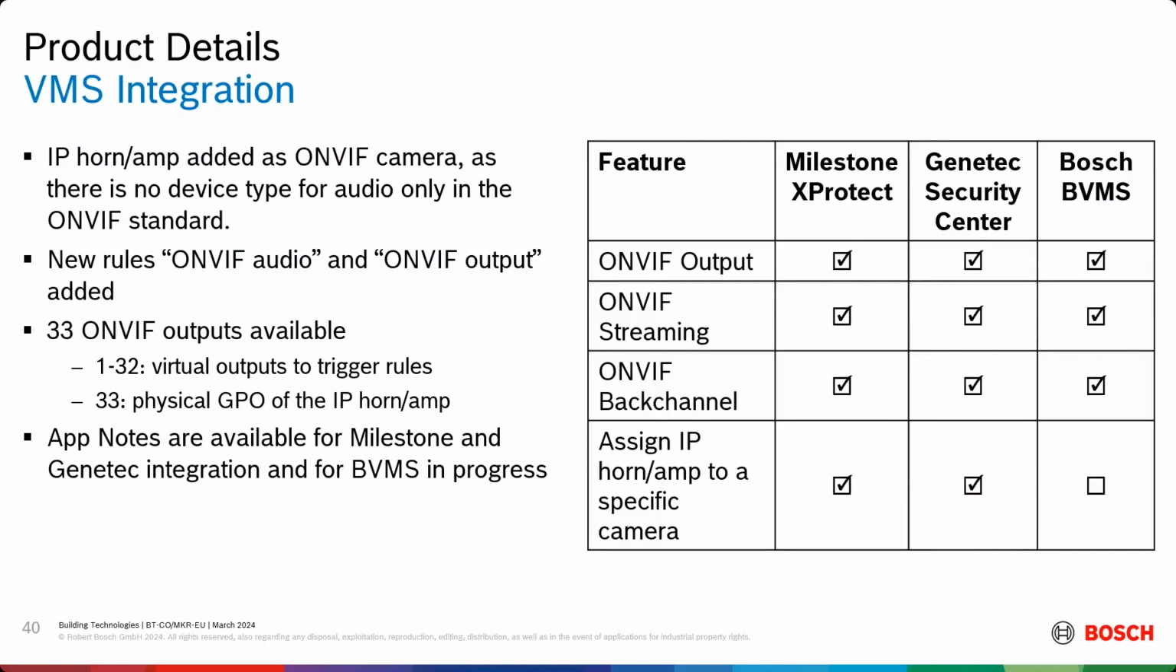New rules like ONVIF audio and ONVIF output were added to the IP horn and amp. And 33 ONVIF outputs are available. 1 to 32 are virtual outputs to trigger rules. And the 33rd is the physical GPO of the IP horn or amp. Application notes are available for Milestone and Genetec integration, and for BVMS it is in progress.